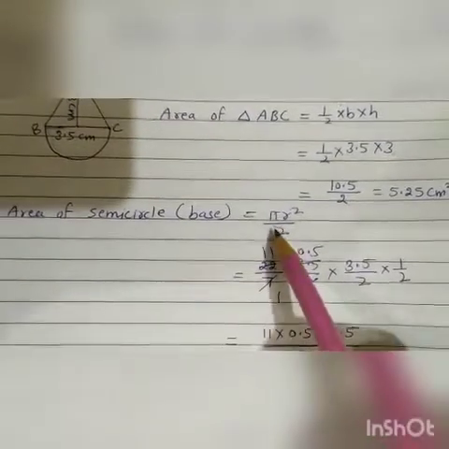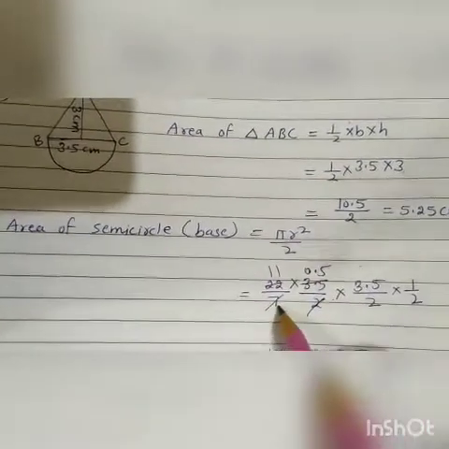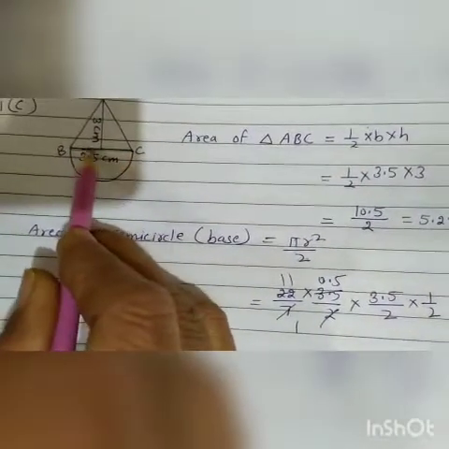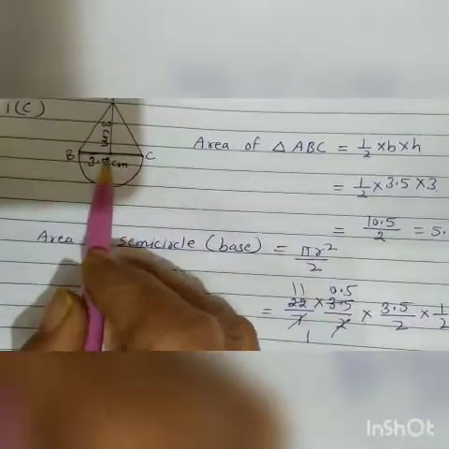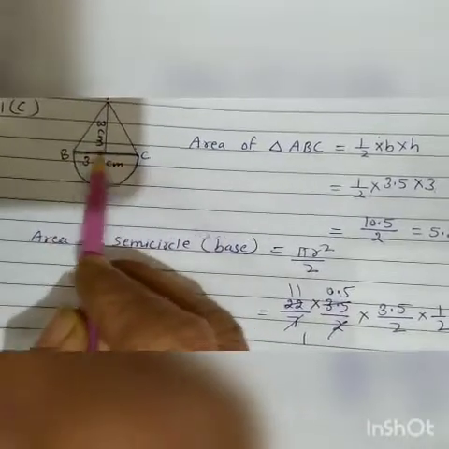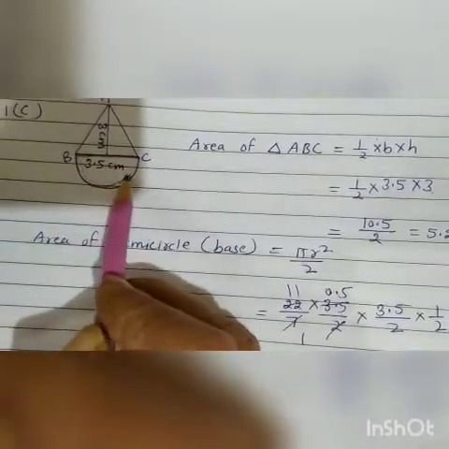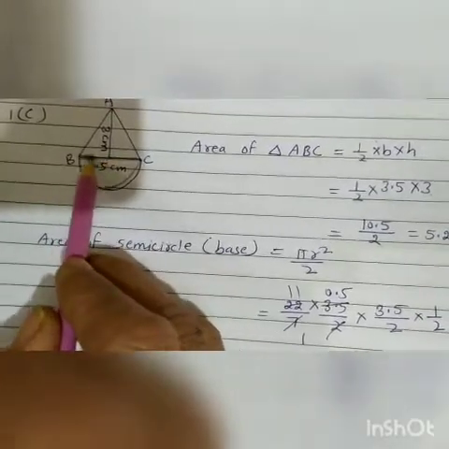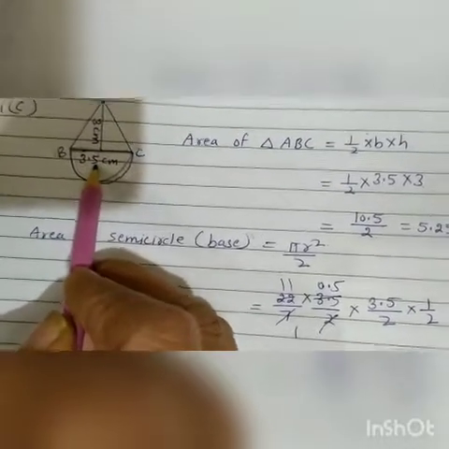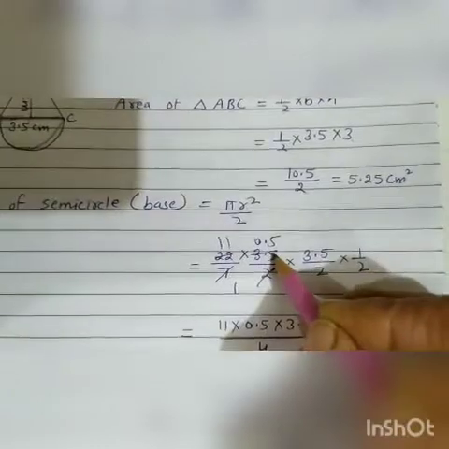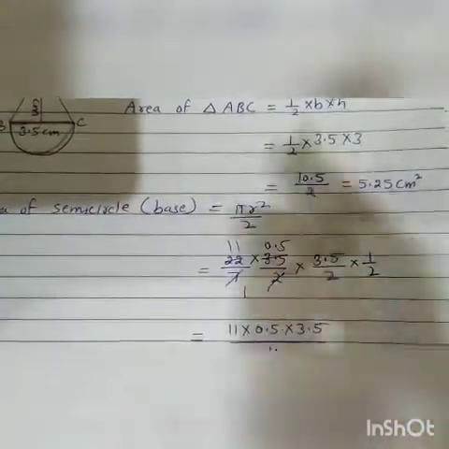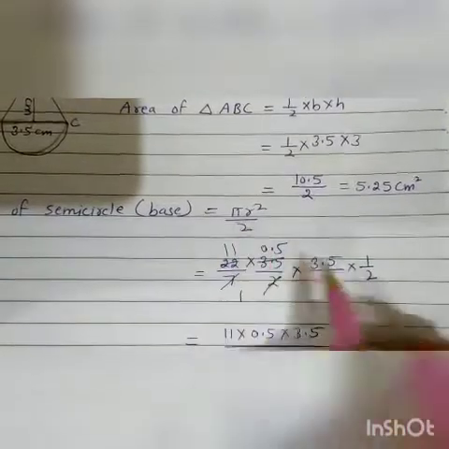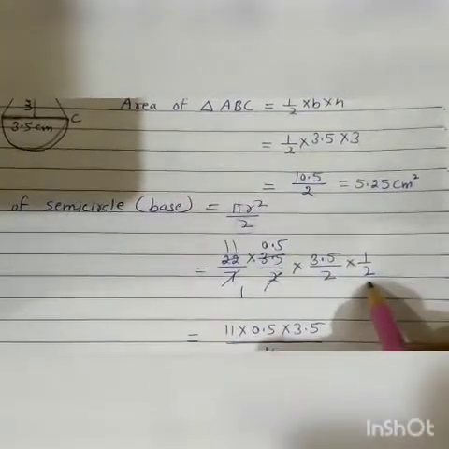Sorry, students, see again. Pi is 22/7. This full line is 3.5 centimeter. This is the diameter of this semicircle. This is the diameter of this semicircle. So radius will be half of 3.5. So radius is 3.5/2 into 3.5/2 into this 2 can be written as 1/2.